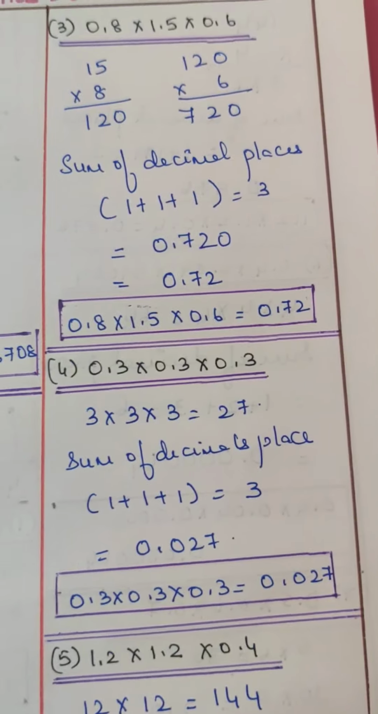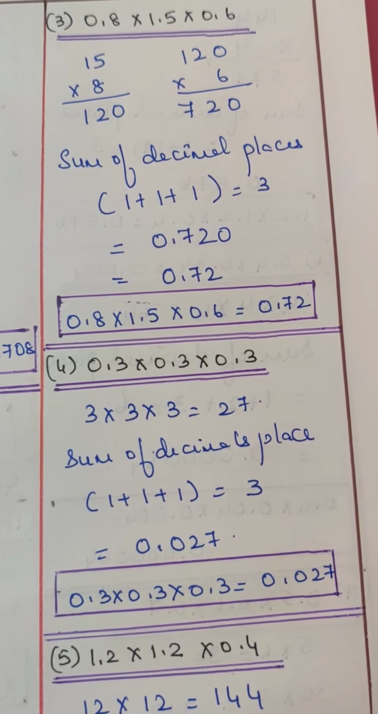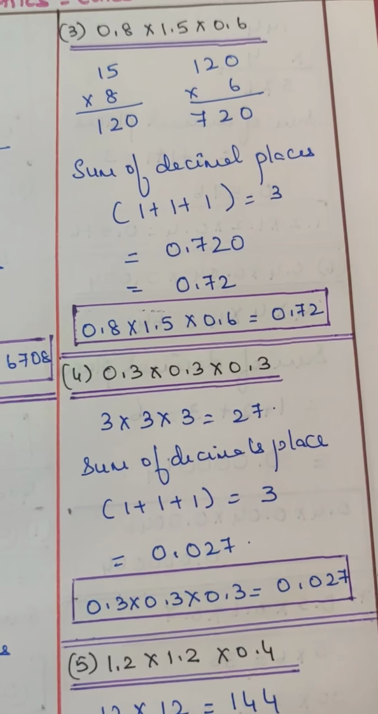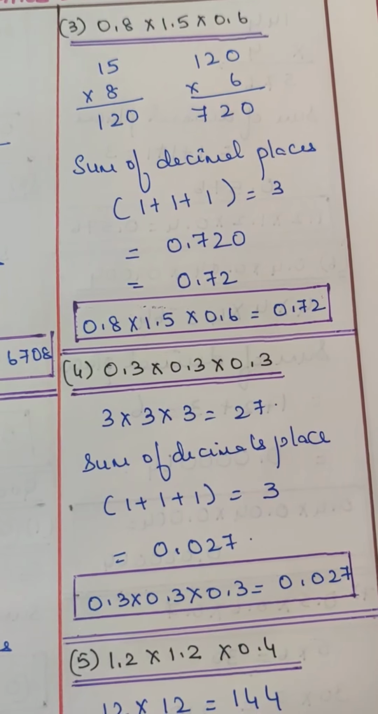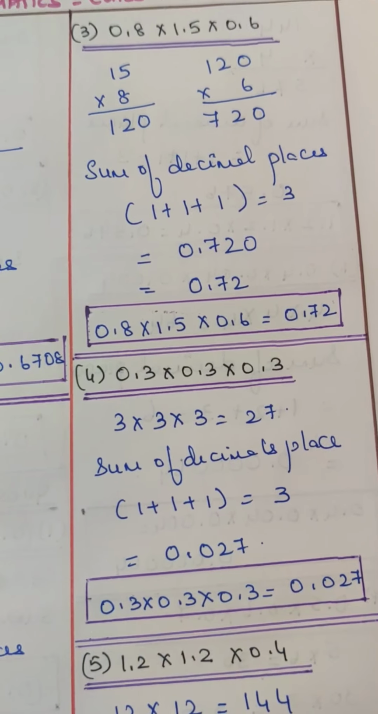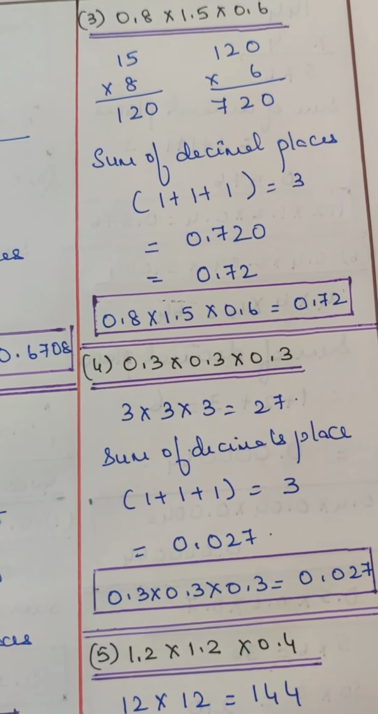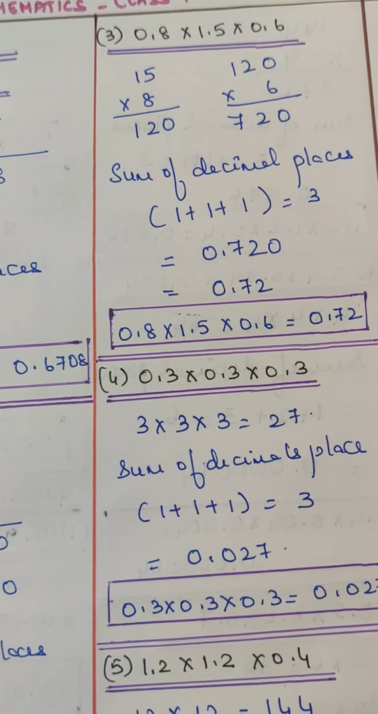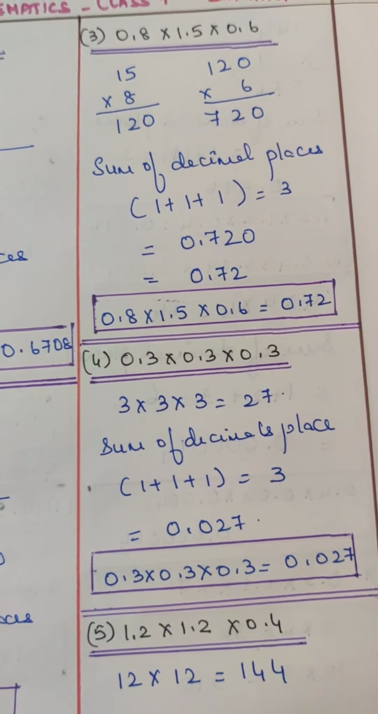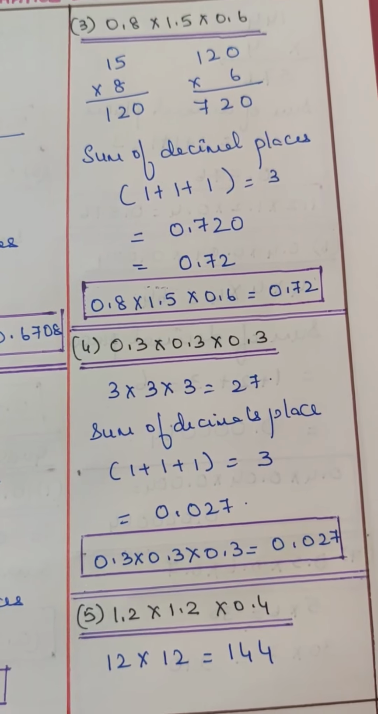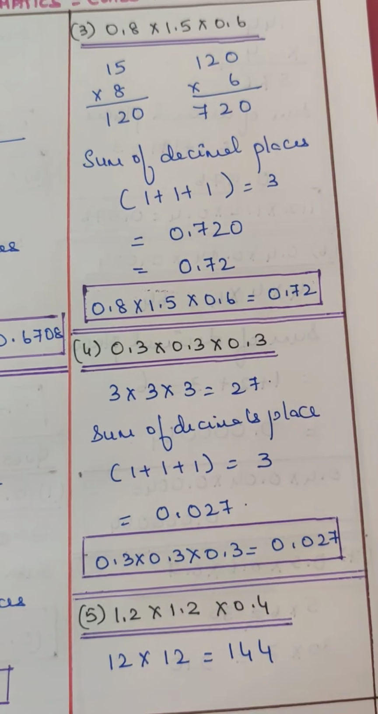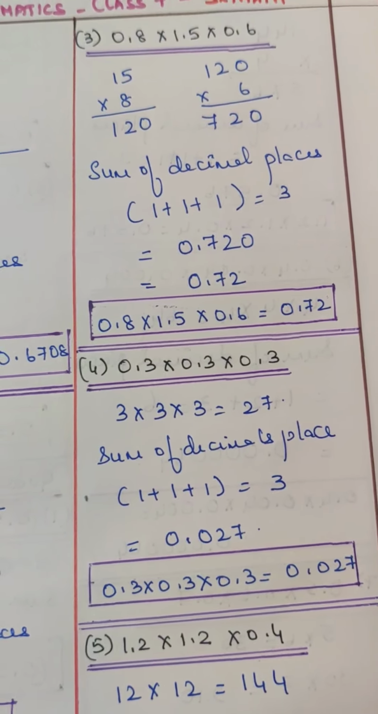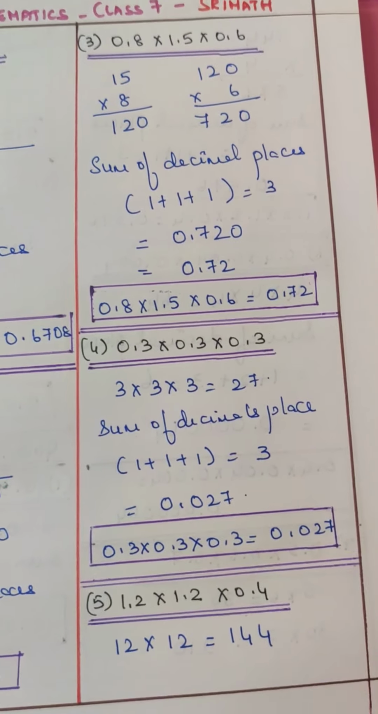The fourth one, 0.3 into 0.3 into 0.3. 3 into 3 into 3 is 27. What is the decimal point? Sum of the decimal point is 1 plus 1 plus 1. So since it is 3, you just have 2 digits. You put another 0 in front of 2 and make it a 3-digit decimal point. So it becomes 0.027. Hope this is clear. So 0.3 into 0.3 into 0.3 is equal to 0.027. I'm just pausing in for a few seconds for you to understand the sum.